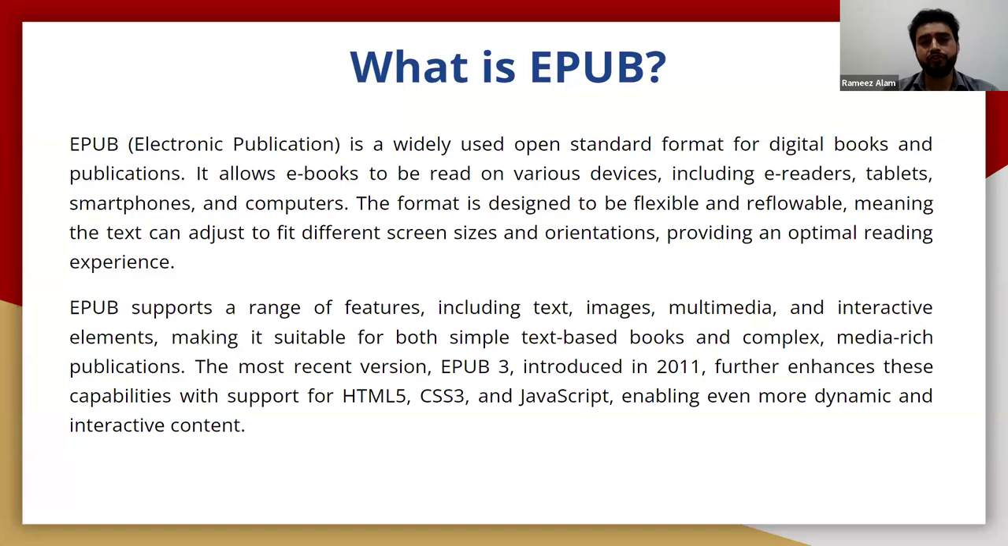EPUB supports a range of features, including text, images, multimedia, and interactive elements, making it suitable for both simple text-based books and complex media-rich publications. The most recent version of EPUB is EPUB 3, which was introduced in 2011. It is open source, and it supports HTML5, CSS3, and JavaScript, enabling more dynamic and interactive content.